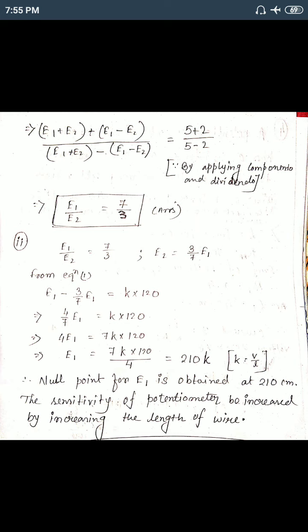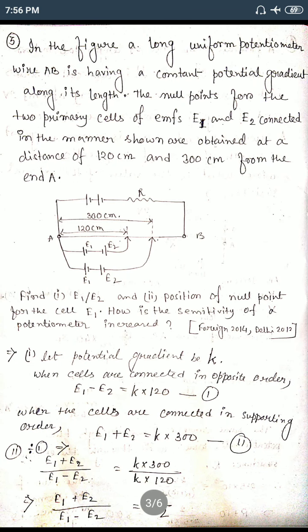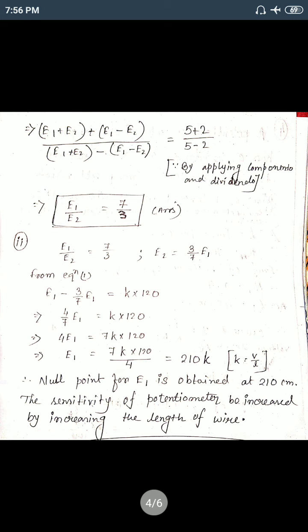Now, if we compare this equation with the definition of potential gradient, K equals V by L, where V means the EMF, that is E1, and L is 210. So we can say that the null point for E1 is obtained at 210 centimeter from the end A. AB is a wire, and from point A, for the cell E1, we get the null point at a distance of 210 centimeter.